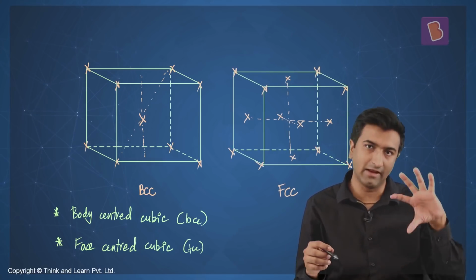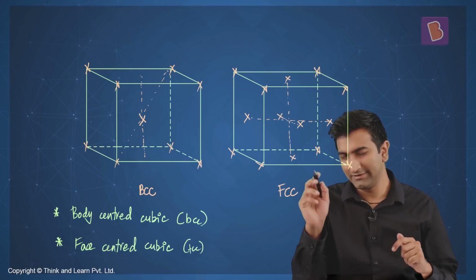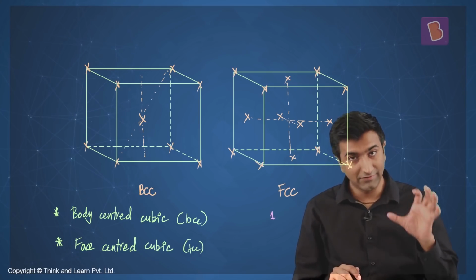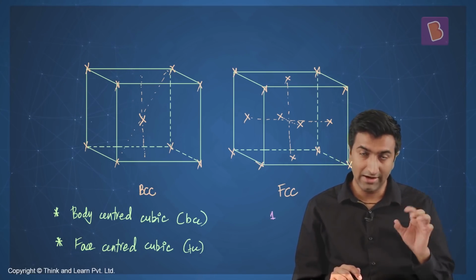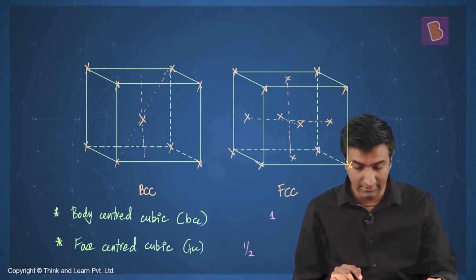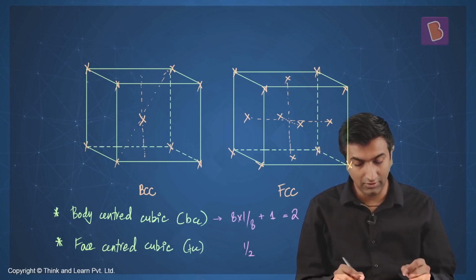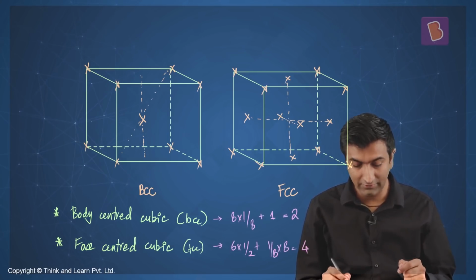FCC, face-centered, is again 8 in the corners. The contribution of the one in the center is just 1. Be careful about that. FCC, you have the 8 corner atoms and you have face centers. Each of these have a contribution of half. That's what you see on your screen as well. So the total number of atoms in the body-centered cubic is going to be 2. FCC is going to be 4.